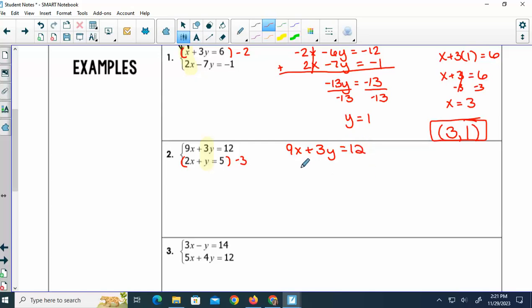So the first one stays the same. Second one we have negative 6x minus 3y equals negative 15. So if we add these together, 9 plus negative 6 is positive 3x. Positive 3y, negative 3y cancel, equals negative 3. Divide, and x is negative 1.